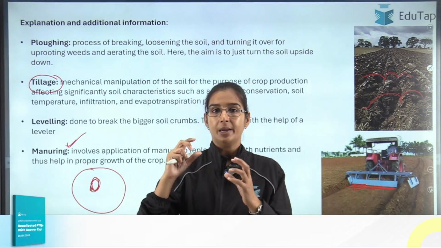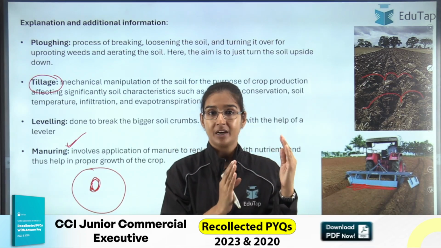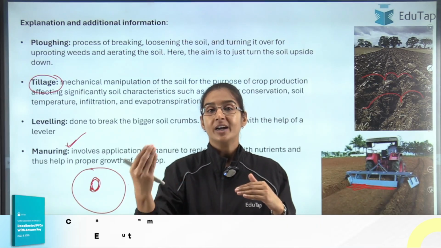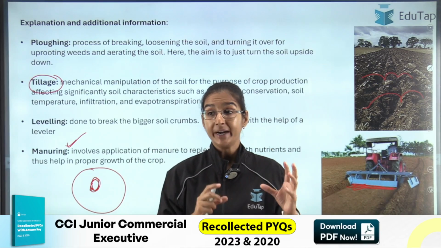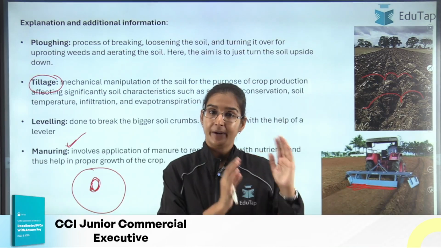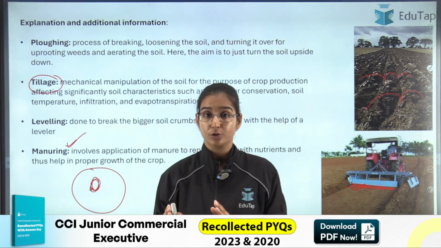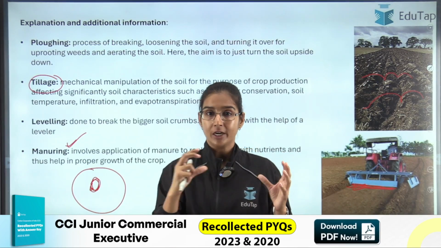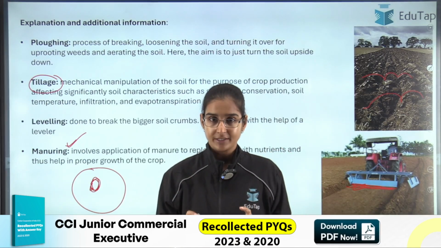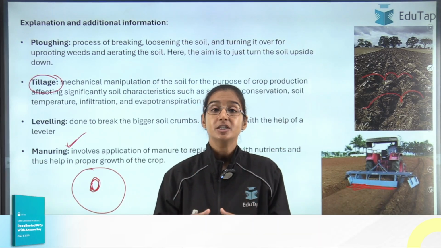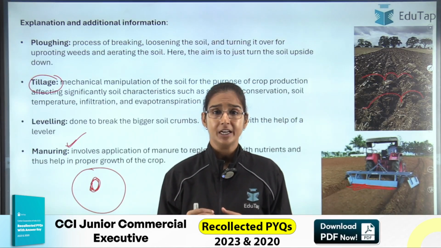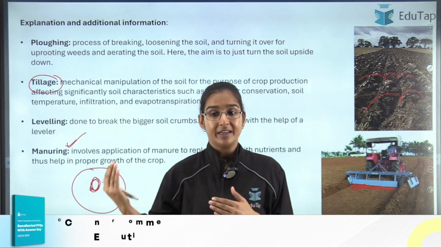Plowing is limited only to pre-cultivation, right? Before we sow the crop, or before we cultivate the crop, we carry out the plowing part. But tillage is not limited only to the pre-cultivation part. There is preparatory tillage, then there is after-cultivation tillage also, right? So tillage operations are not limited to just one part of the entire crop cycle, and neither are the operations limited in number. As far as tillage is concerned, its scope is very wide. The number of activities covered in tillage is also very large.